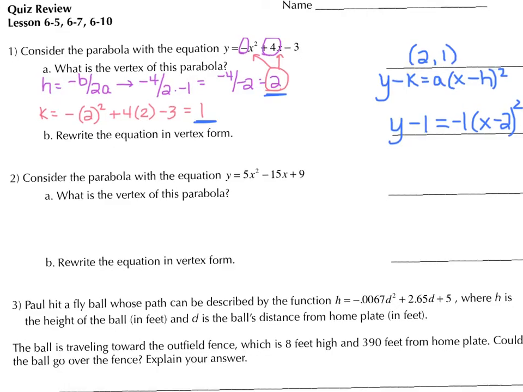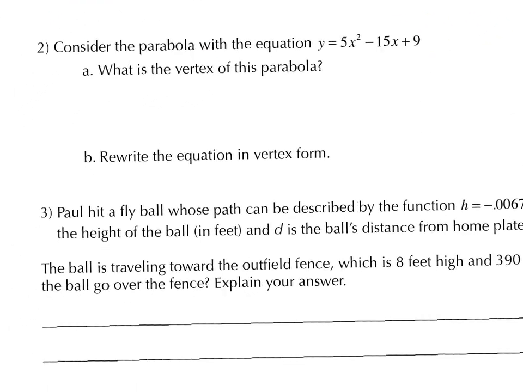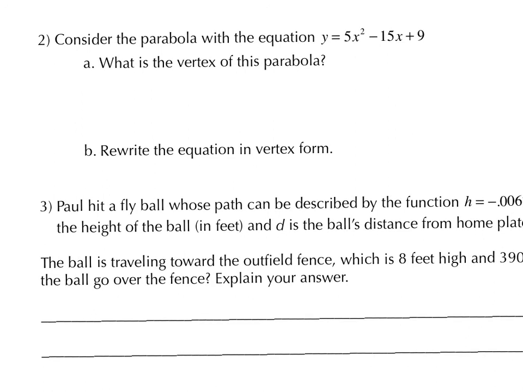All right, question 2, same thing. So let's take a look at this one. Consider the parabola with this equation. And again, let's find h, let's find k. So start with h. H is negative b over 2a.